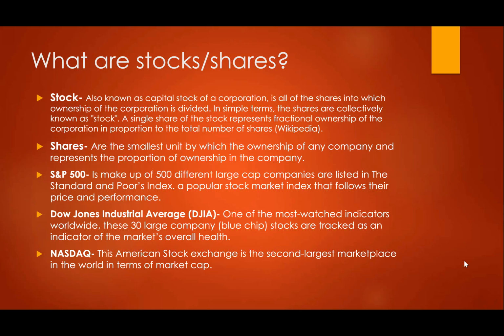The Dow Jones Industrial Average is one of the most watched indicators worldwide. These are made up typically of the 30 large companies or blue chip companies that are tracked as indicators of the overall market's health. And then we have the NASDAQ. The NASDAQ is an American stock exchange. It's the second largest marketplace in the world in terms of market cap. And again, these three items are important to watch. They tend to have an influence on the overall market and could also have a significant impact on any individual company stocks that you may own.